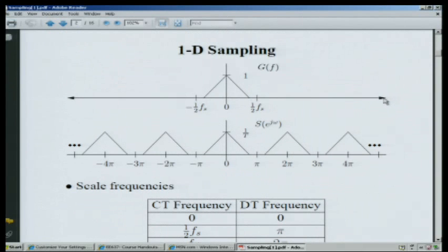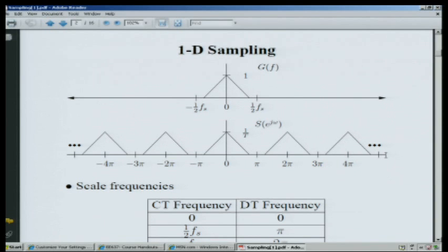The axis here is f. This is what I could call continuous time frequency in units of hertz, cycles per second. Once you've sampled something, it no longer has units of cycles per second because there are only samples. It's kind of unitless. You could have cycles per sample, which would be unitless, or radians per sample. Anyway, so this is omega.